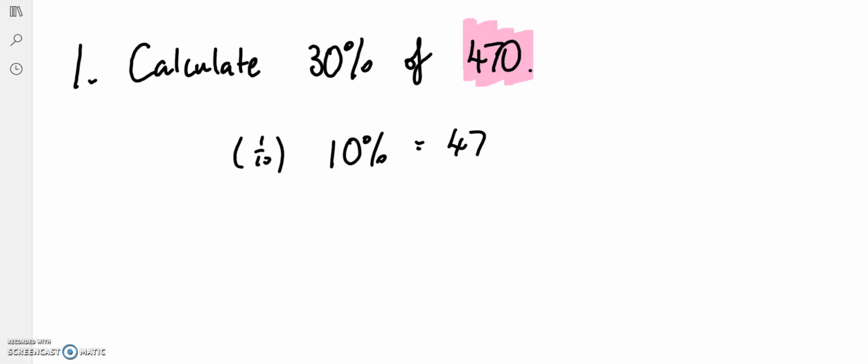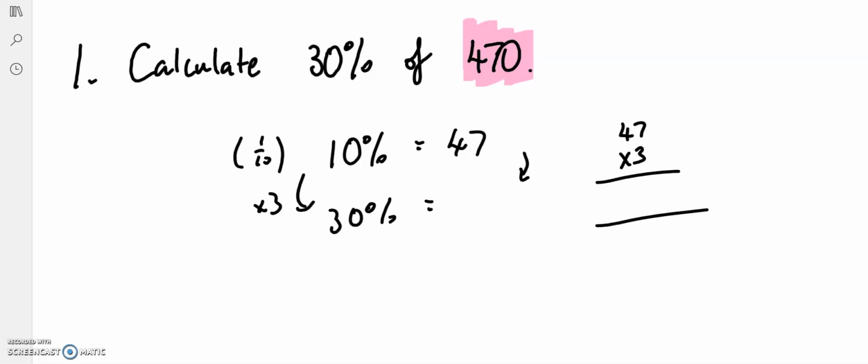So we now want to go, can we go from 10% to 30%? Yeah, we can. If I know 10%, 3 of them would give me 30%. So if I multiply 47 by 3, that will give me the value that I'm looking for. If we do this multiplication, 30% of 470 is 141.